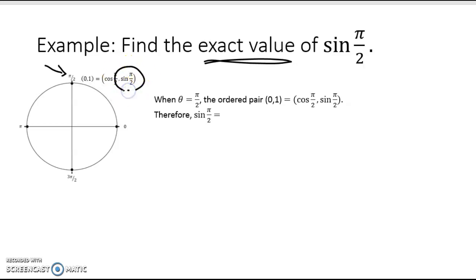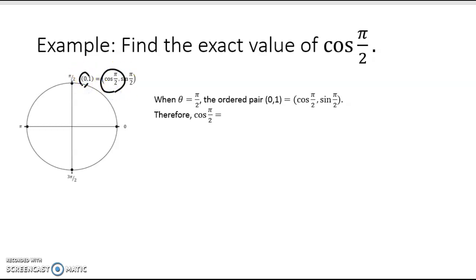Sine of pi over 2 is the second coordinate in that ordered pair. So I'm going to look for the second coordinate in that ordered pair, so 1. So we know that sine of pi over 2 is the same thing as 1, and that's your final answer. Now cosine of pi over 2, using the same logic, I'm looking for the first coordinate in that ordered pair, and that's going to be 0.